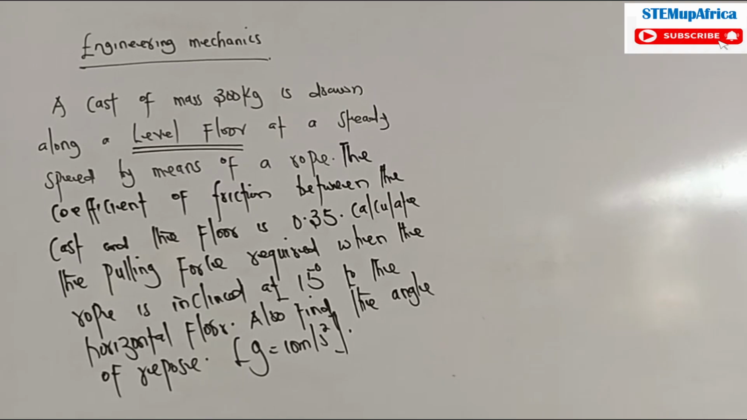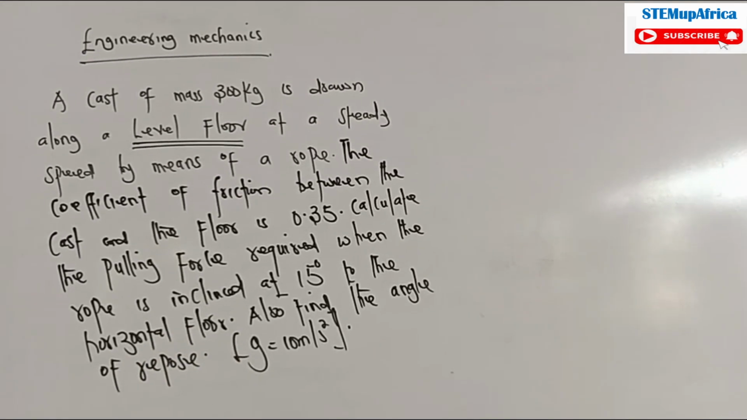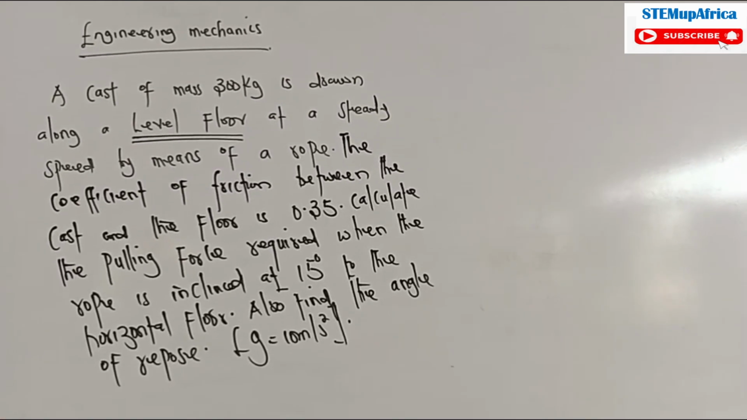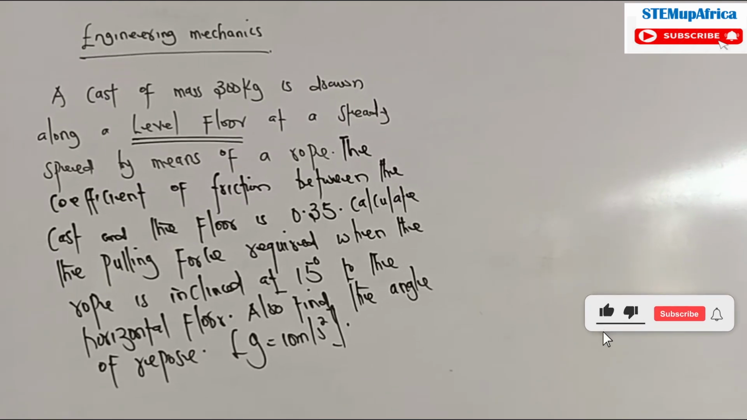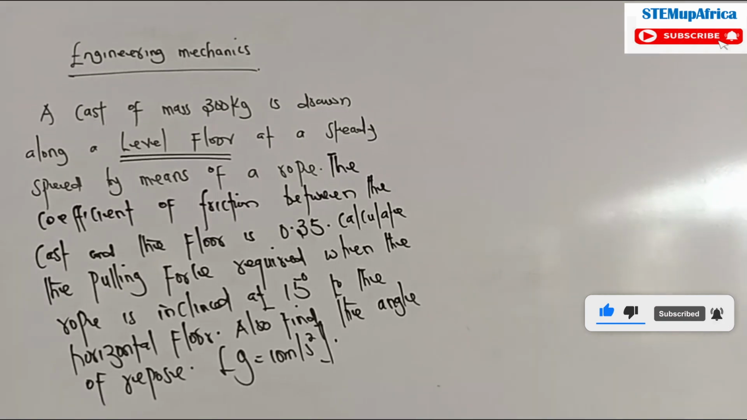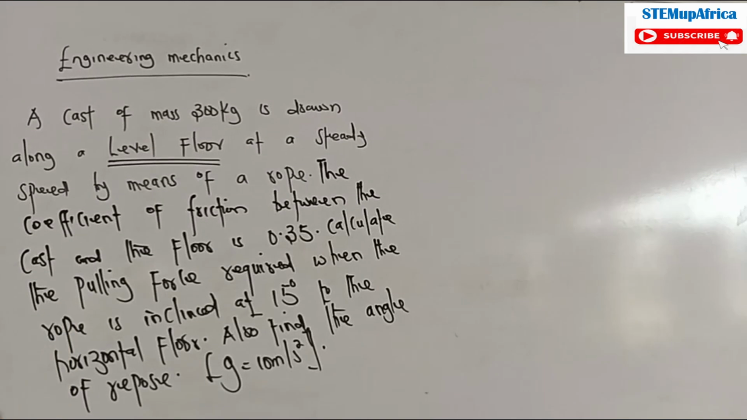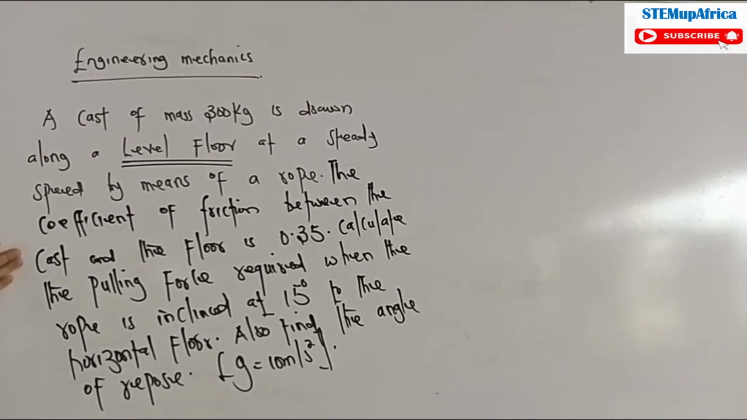Also find the angle of repose. So they gave us acceleration due to gravity as 10 meters per second square. So to answer this question, just think of a child who tied the rope on a toy car. The child will be pulling the car with the rope with his hand above a certain height from the car. That is to say, the rope is always inclined between the hand of the child and the car. That is the situation we have here.